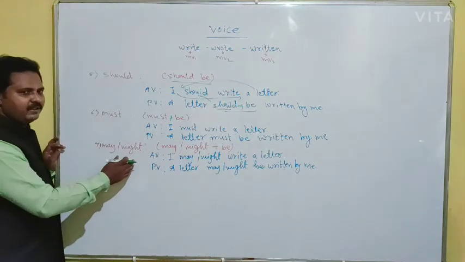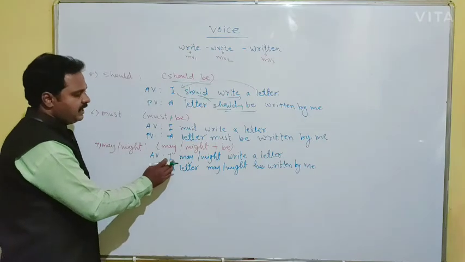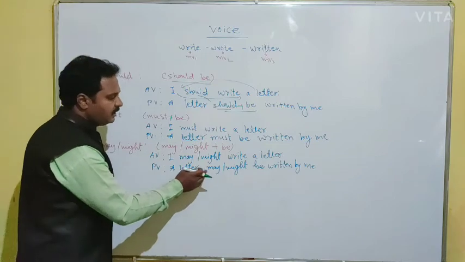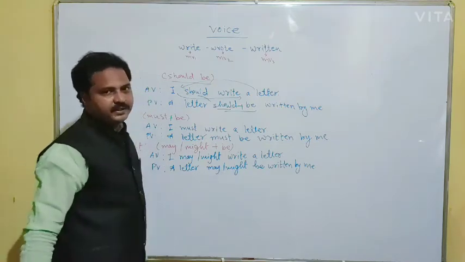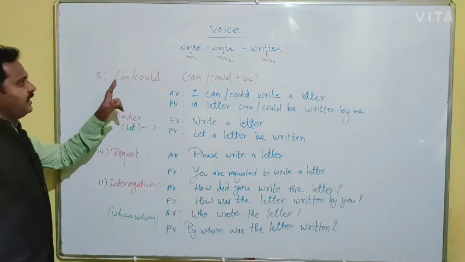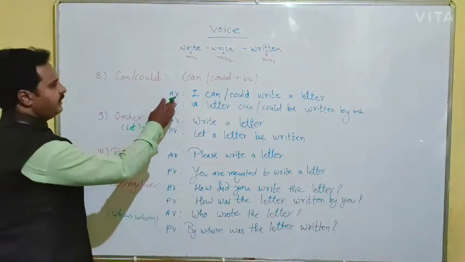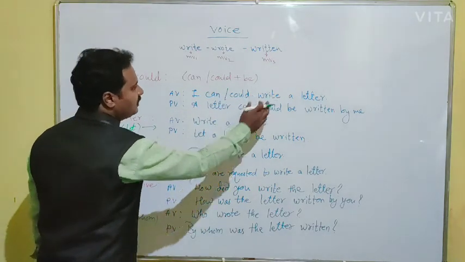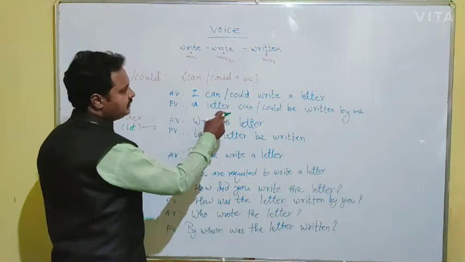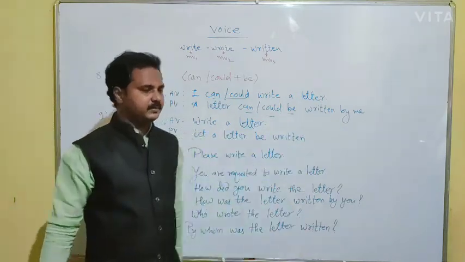Third one, may or might plus be. Active voice: I may or might write a letter. In passive voice: a letter may or might be written by me. Now see, can, could, with the use of be. In active voice, I can or could write a letter. In passive voice, a letter can or could, same put here, be written by me.